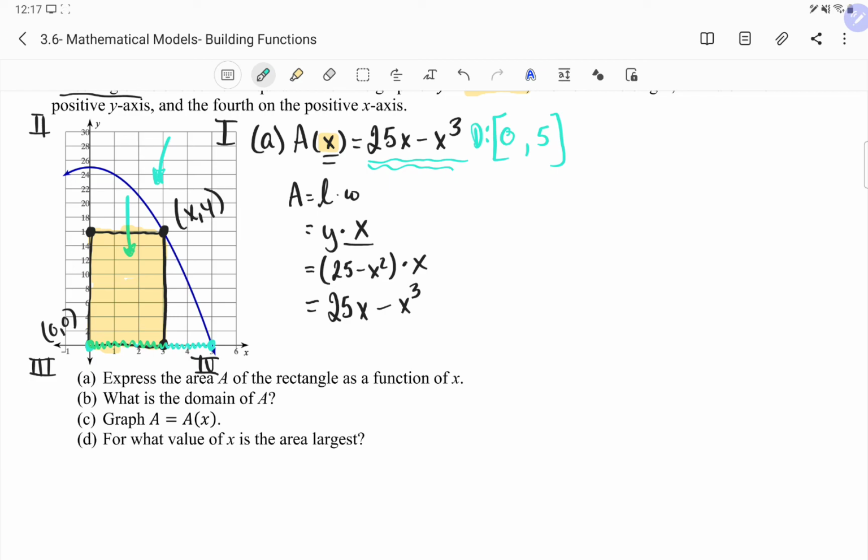All right, and so again, parts C and D I will post in a separate video using the graphing calculator function.